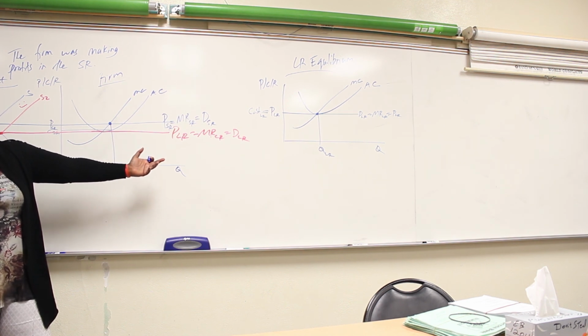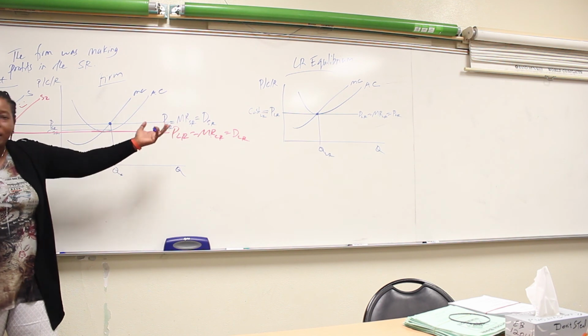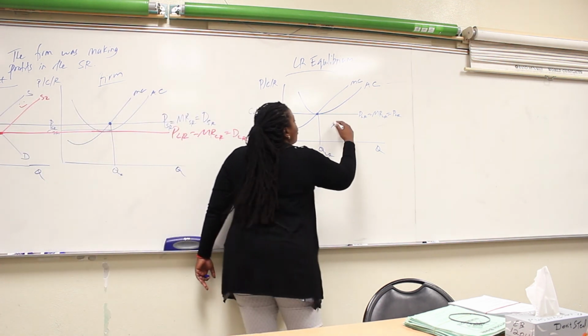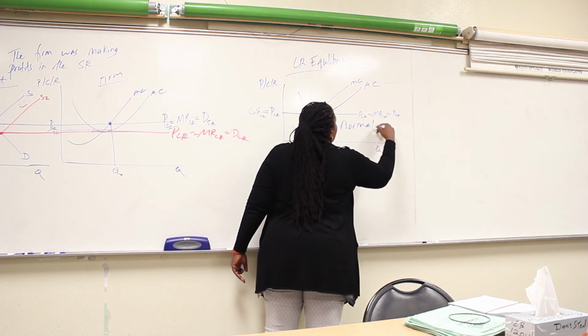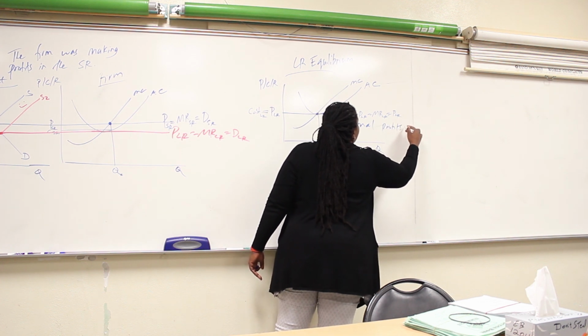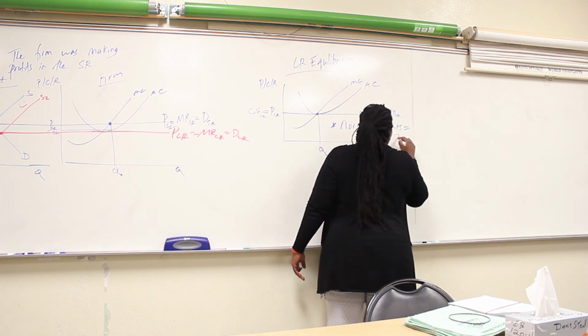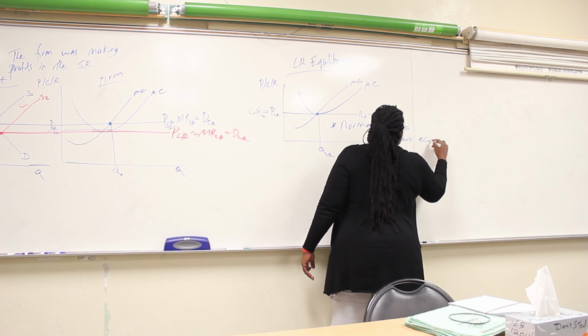Freedom of entry, firms enter. When this happens, we say only normal profits are made. Another name for it is zero economic profits.